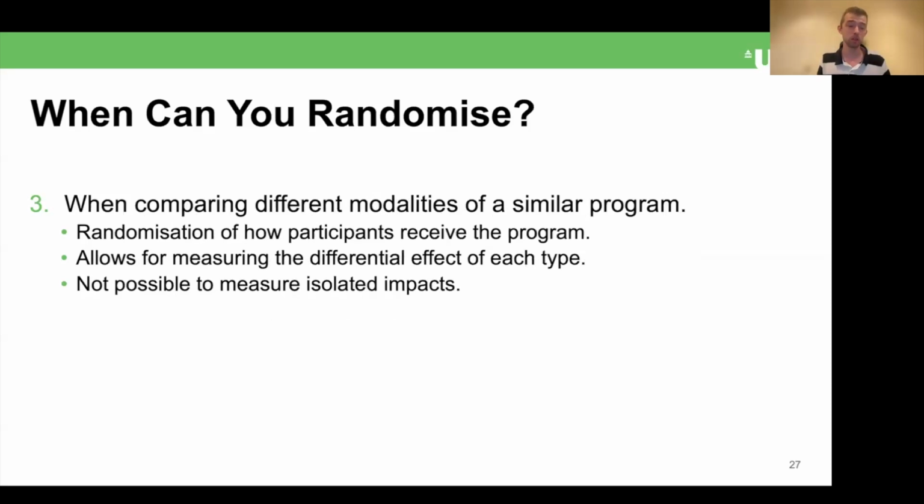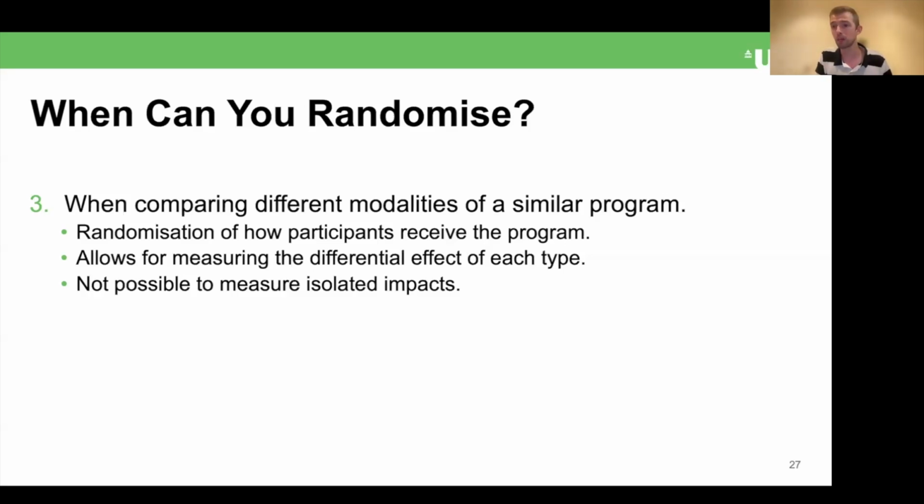And finally, something that we can do is comparing different modalities of a similar program. Think about the cash transfers versus food vouchers versus food baskets. If we want to make that comparison, it's absolutely valid and ethically okay to randomize over the different modalities of the program. Okay, so this is a randomization over how participants are receiving the program, which allows us to measure the differential effect of each type.